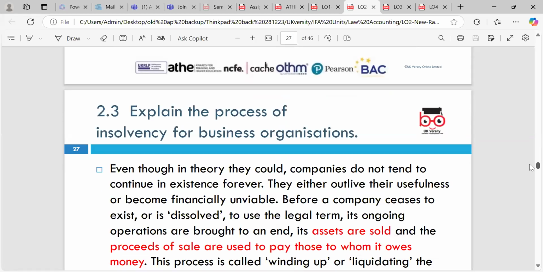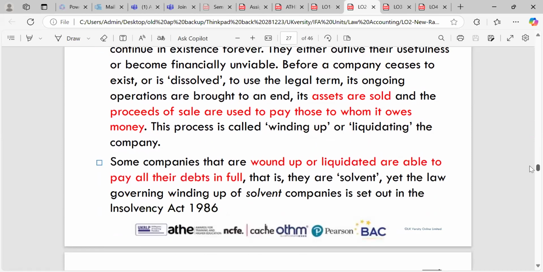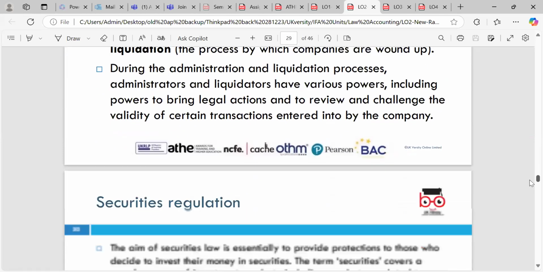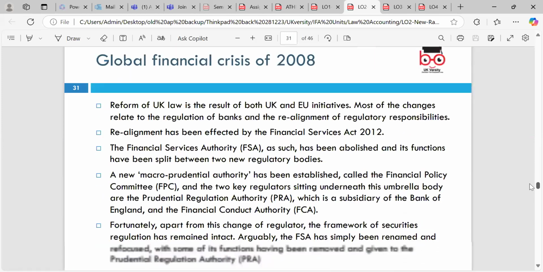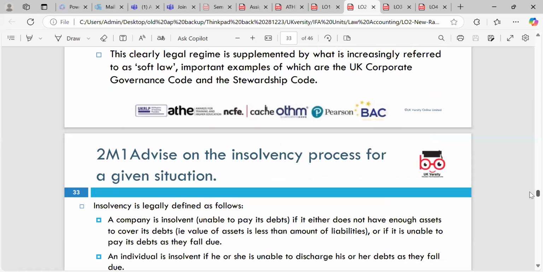Explain the process in insolvency. Even though in theory the company intends to continue its existence forever, assets are sold and the proceeds of sales are used to pay off those to whom we owe money. So that's administration and liquidation. We went through them by law, and voluntarily, and the global financial crisis back in 2008.